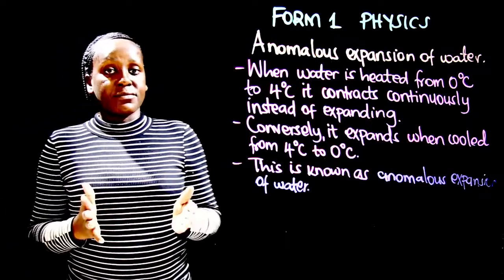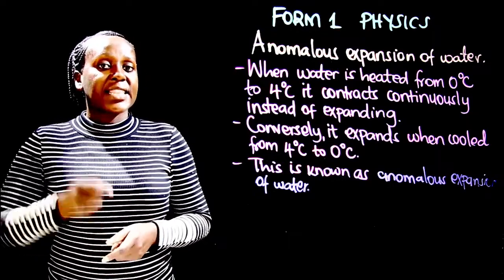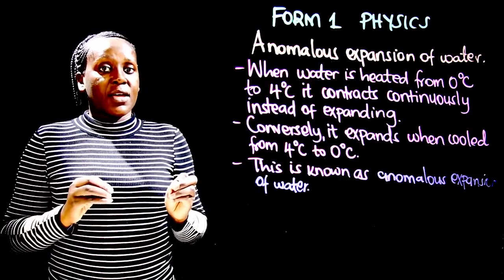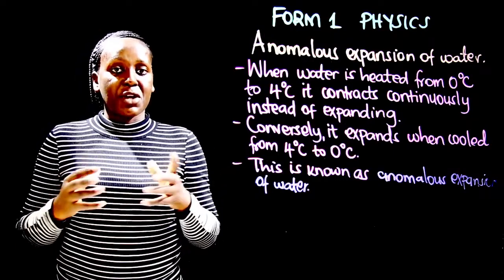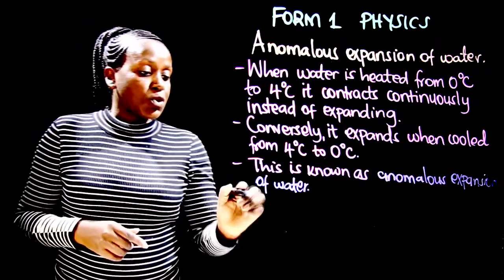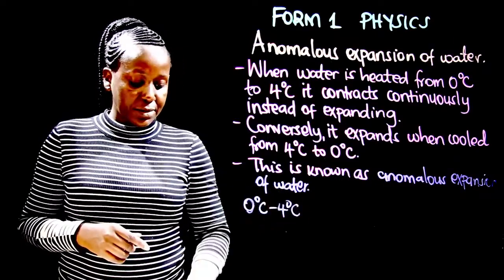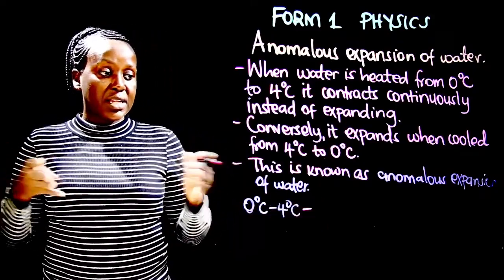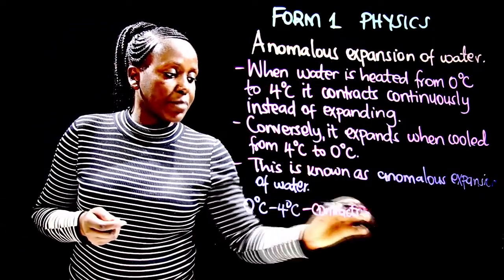Now, when there is expansion and contraction, there is an effect on the volume and the density of that substance. So water will have a different density and a different volume between 0 and 4 degrees Celsius. We're going to find out how that is. So between 0 degrees Celsius and 4 degrees Celsius, when water is heated, instead of expanding, it contracts, okay? So water contracts when heated.